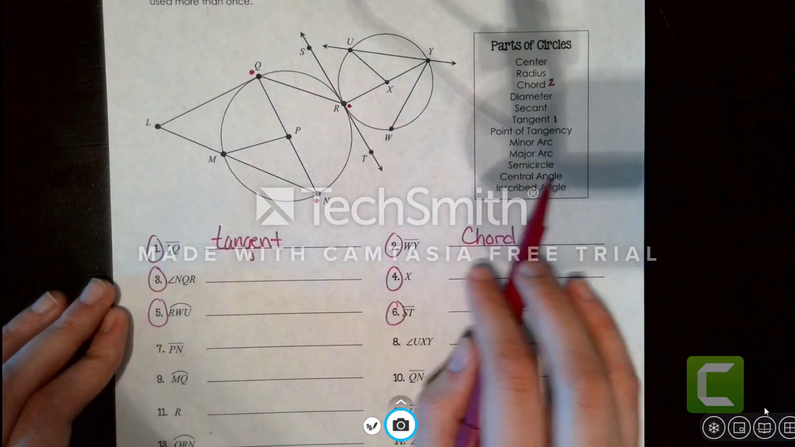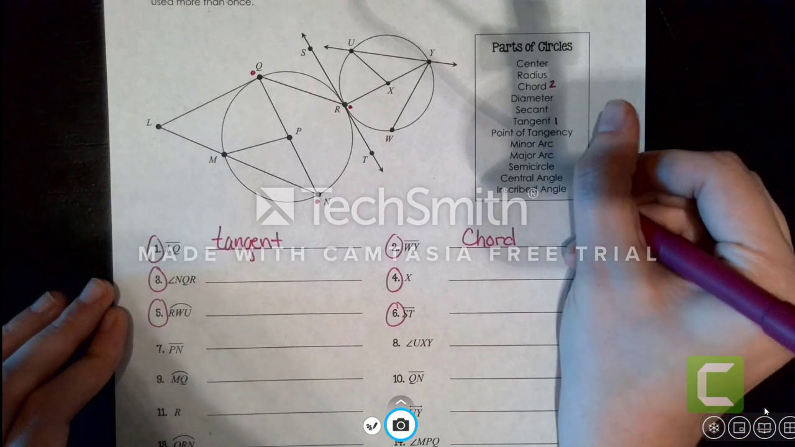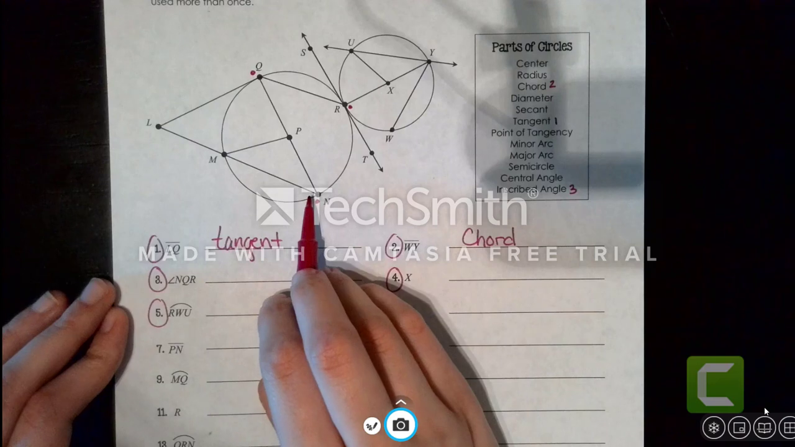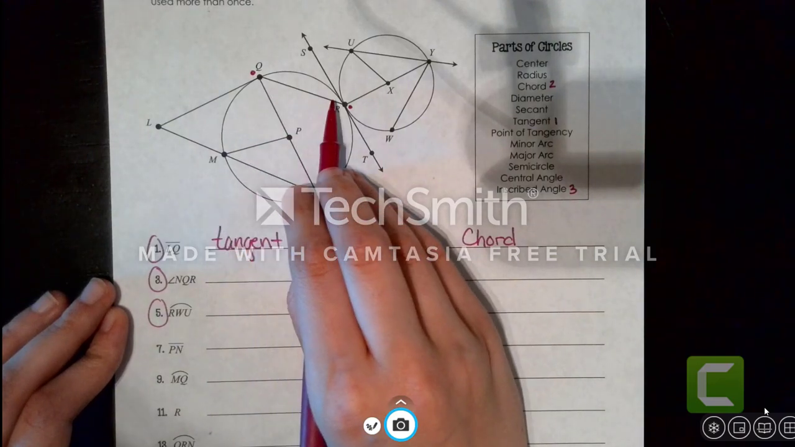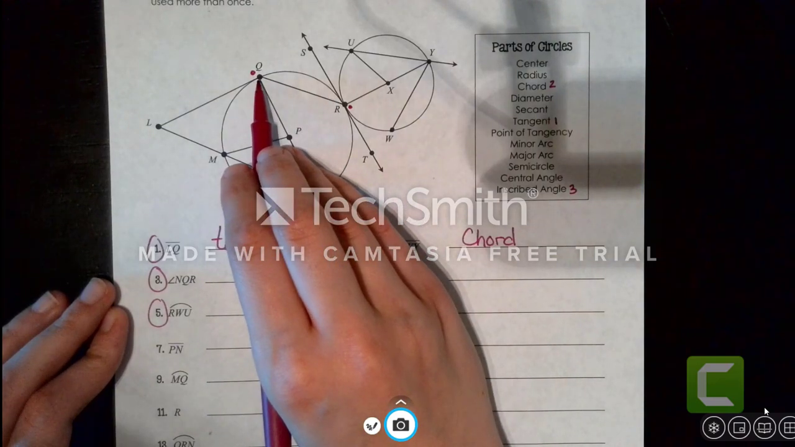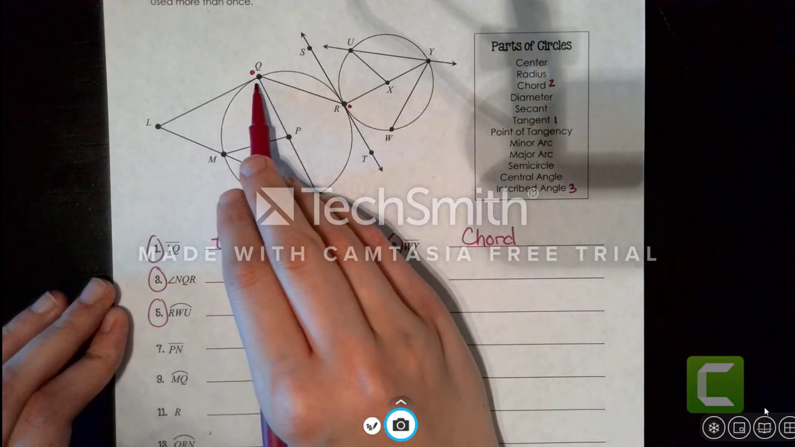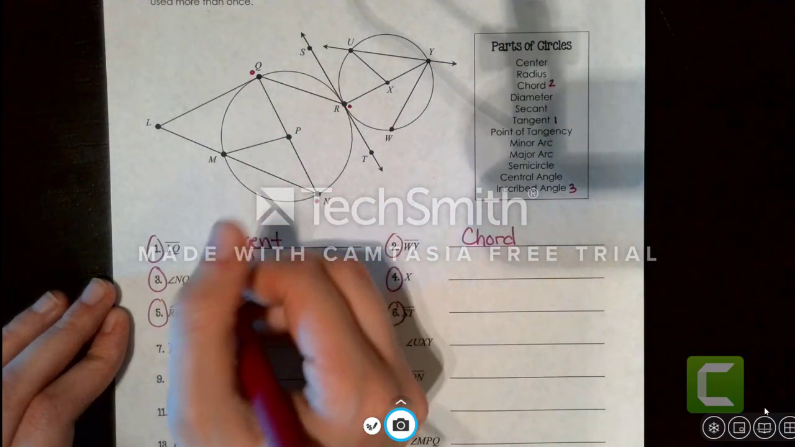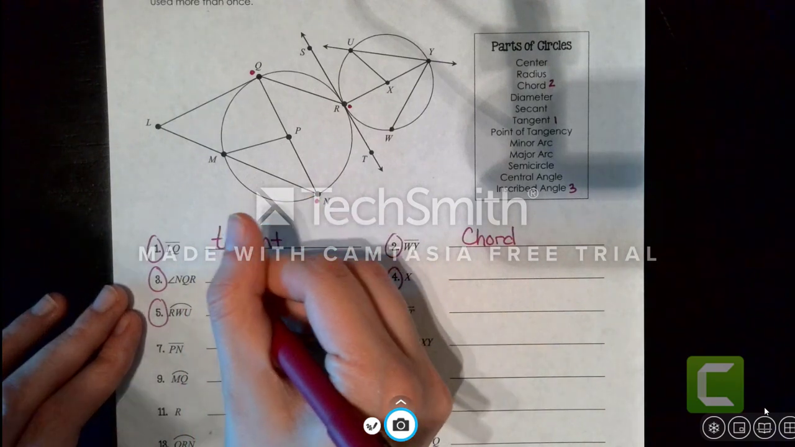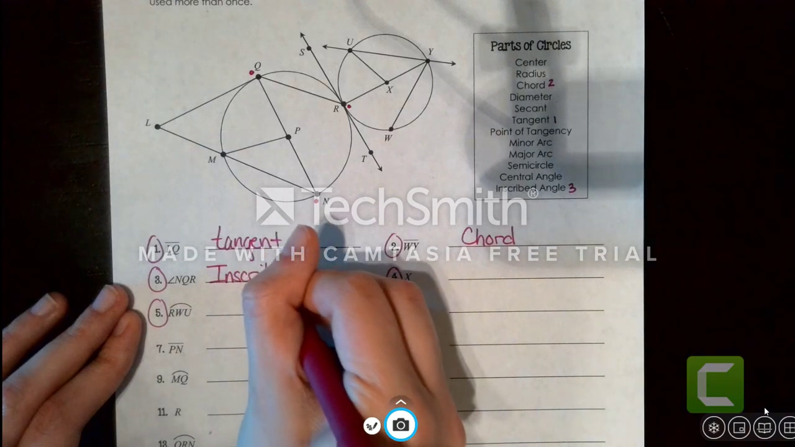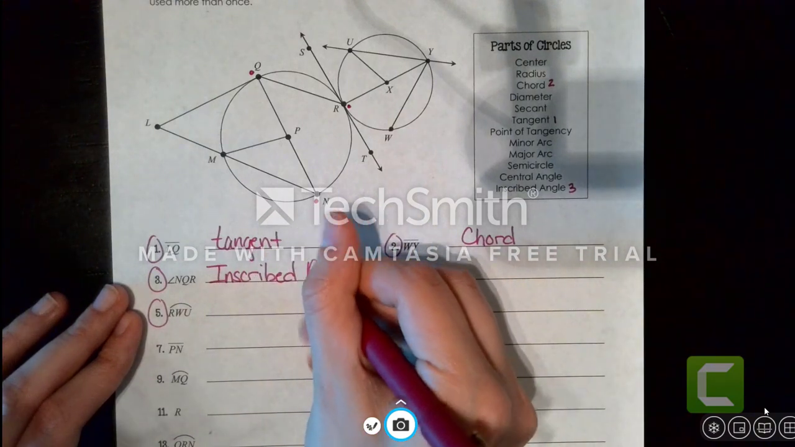But what we can call it is an inscribed angle. Remember, inscribed angles exist inside of the circle, but their vertex rests on the edge of it. Not on the center point, it rests on the edge of your circle. So for number 3, we'll label this as an inscribed angle.